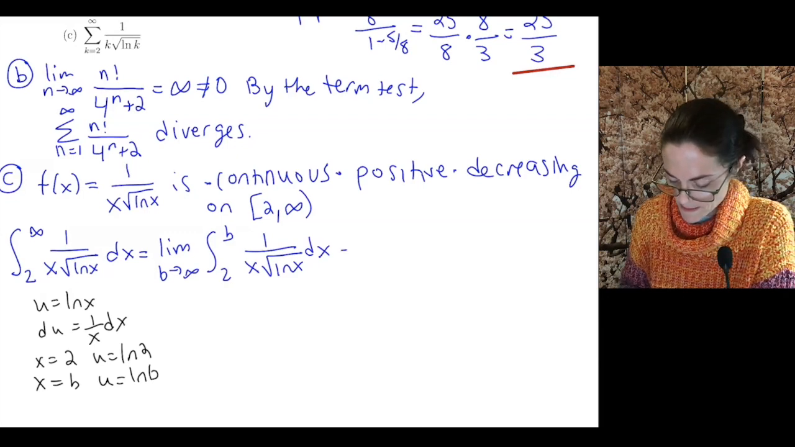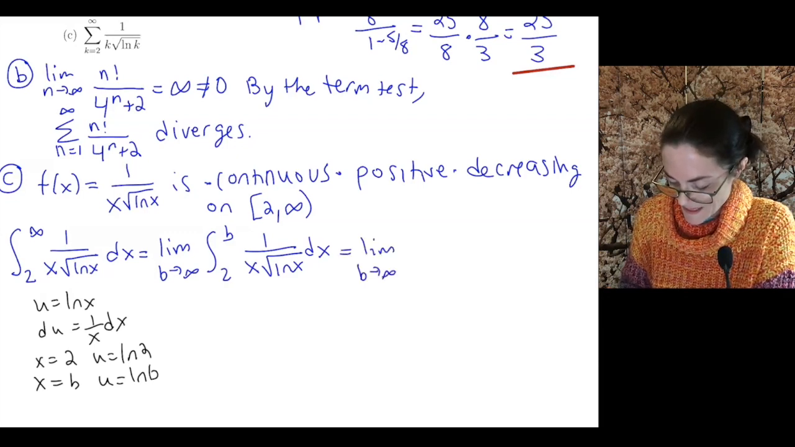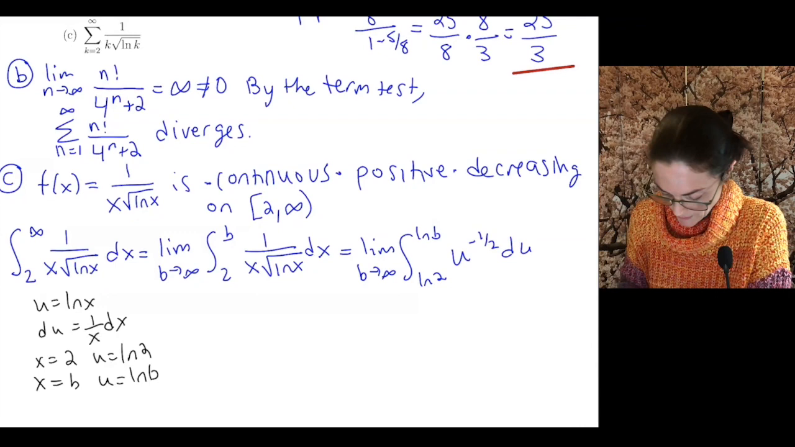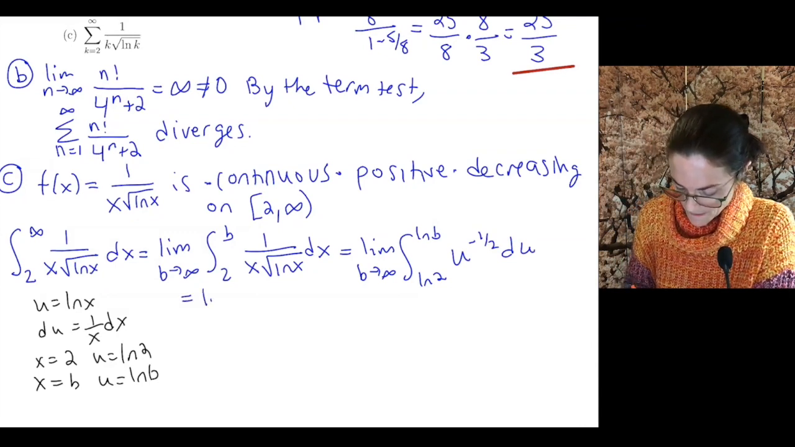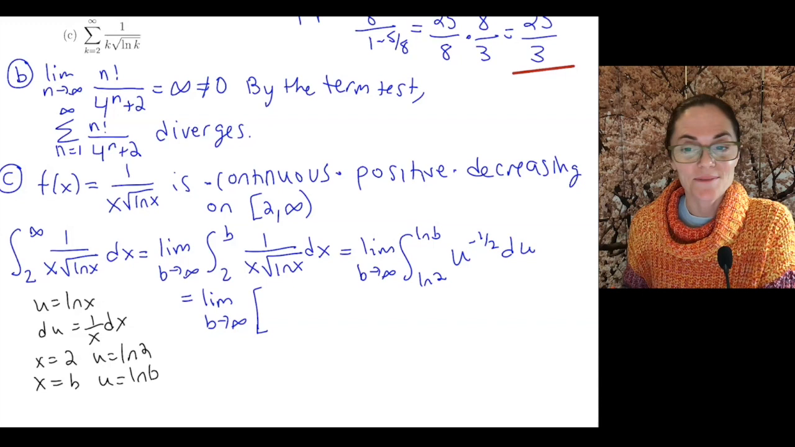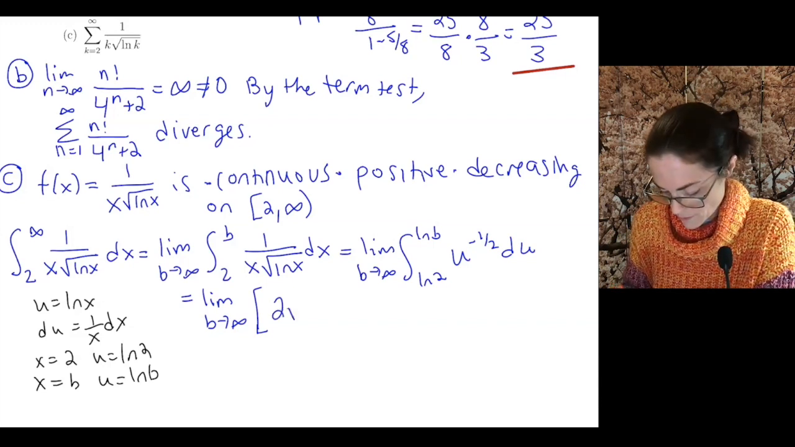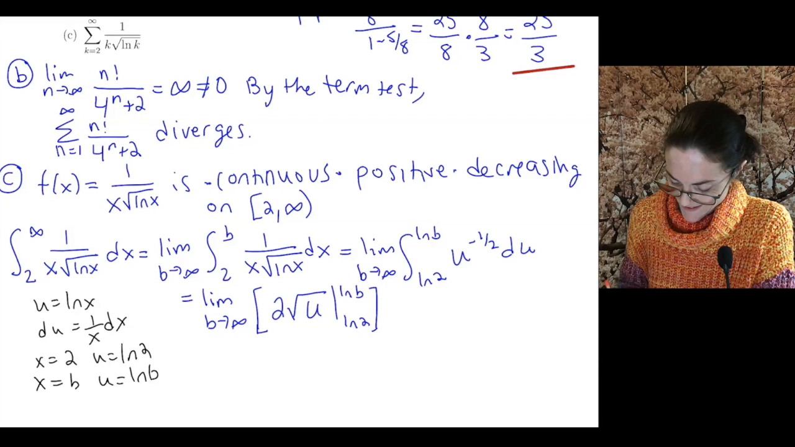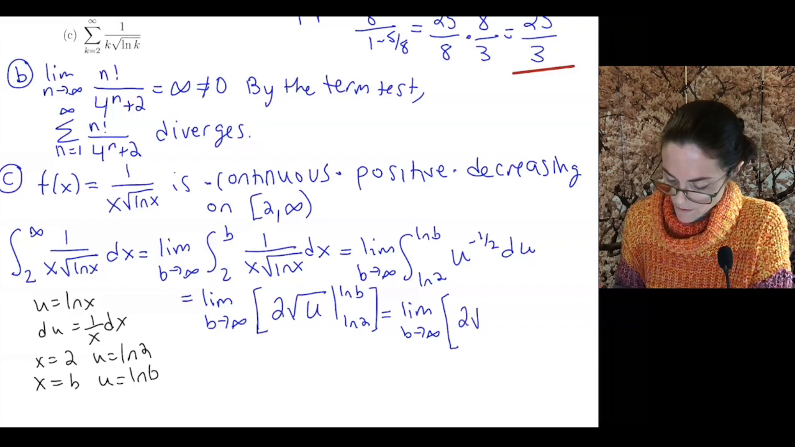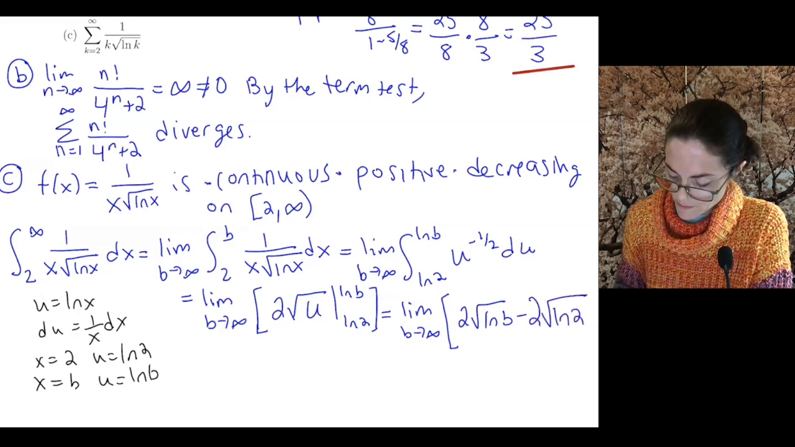Okay, so this is a limit as b goes to infinity of the integral from ln 2 to ln b of u to the minus 1/2 du. Now I'm ready to integrate. Add a power, divide by the higher power. We get 2 square root u evaluated between ln 2 and ln b. Okay, one more step, and then I can actually evaluate this limit. This is 2 square root ln b minus 2 square root ln 2.